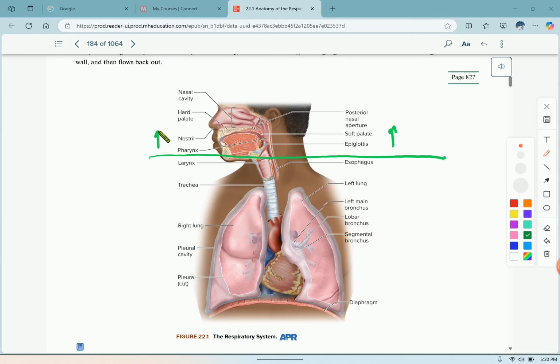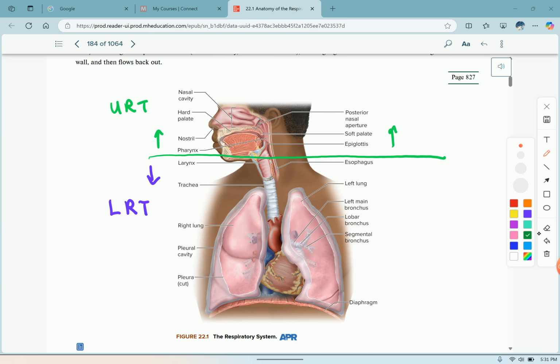Okay, so everything above this line is considered the upper respiratory tract, and everything below the line is considered the lower respiratory tract. So when you hear things like upper respiratory tract infection or lower respiratory tract infection, what exactly does that mean? Well, the answer depends on if you know the anatomy. Everything above the throat is upper respiratory tract, everything below the throat, lower respiratory tract.